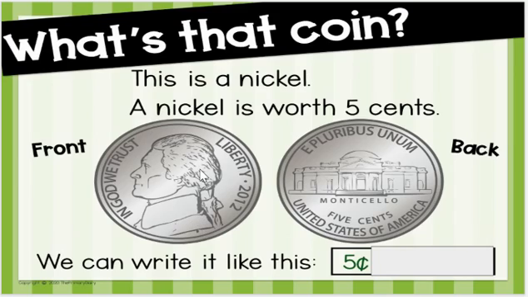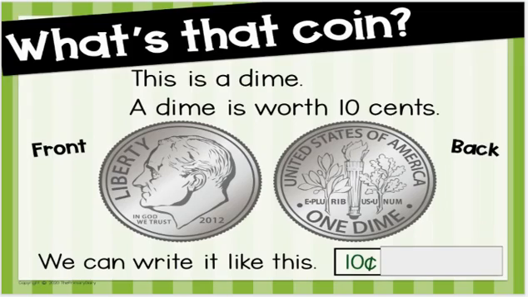We also have another person on this one. This is somebody else. Do you know who that person is? That's President Jefferson, President Thomas Jefferson. And on the back, it says Monticello. That is the building that is the home of Jefferson that he built. And you can write the coin amount 5 cents with the little C. Let's go ahead and move on to the next coin, which is the dime.